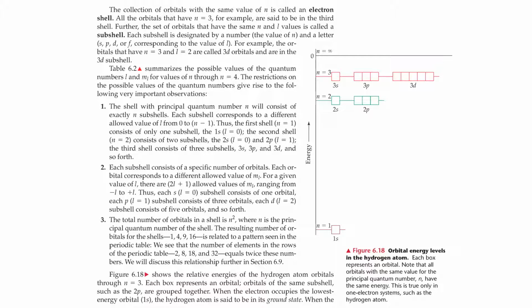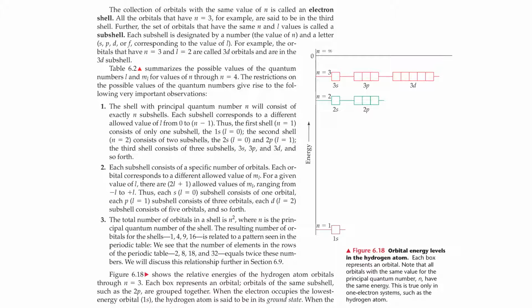The total number of orbitals in a shell is n squared, where n is the principal quantum number of the shell. The resulting numbers of orbitals for the shells, 1, 4, 9, 16, are related to a pattern seen in the periodic table. We see that the numbers of elements in the rows of the periodic table, 2, 8, 18, 32, equal twice these numbers. We'll discuss the relationship further in section 6.9.